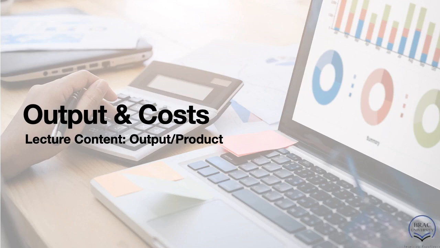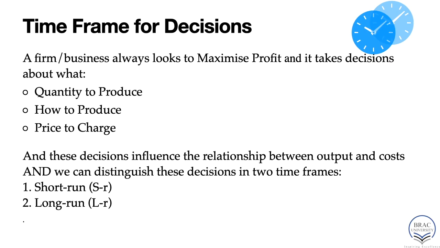Welcome to the chapter on output and costs. In this chapter, we shall learn how firms and businesses decide between their output and costs, both in the short run as well as in the long run. I personally like this chapter very much, and not just because I'm teaching it, but mainly because this chapter teaches us many important aspects that can prove to be worthwhile in our everyday life and businesses. So without further delay, let's begin.